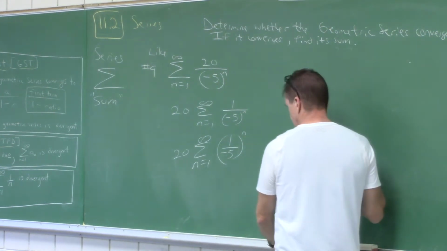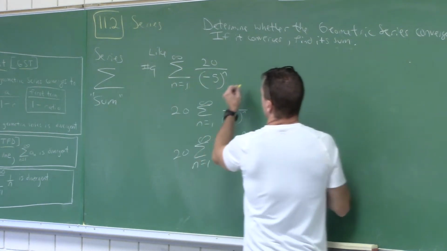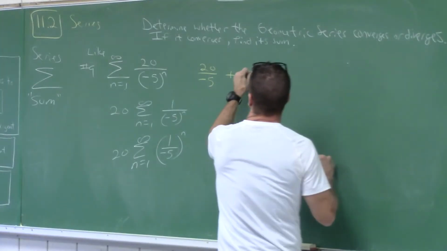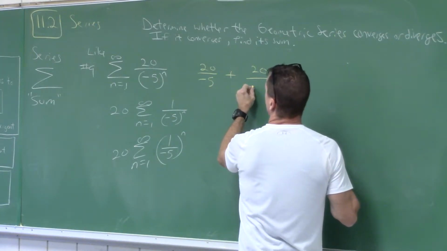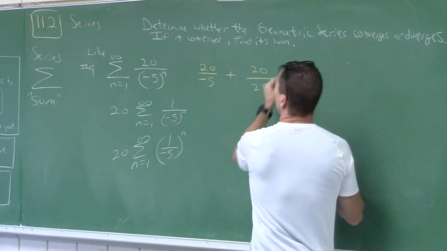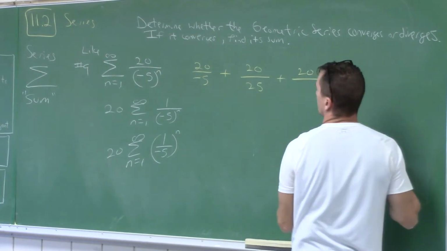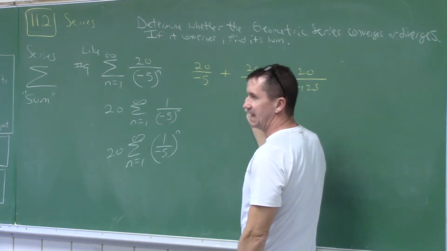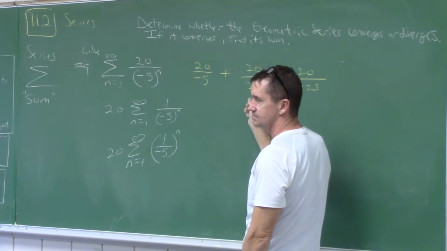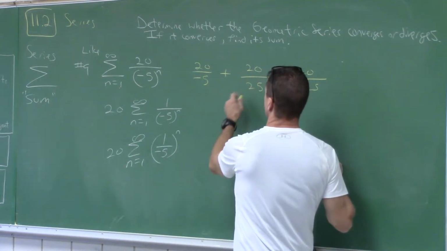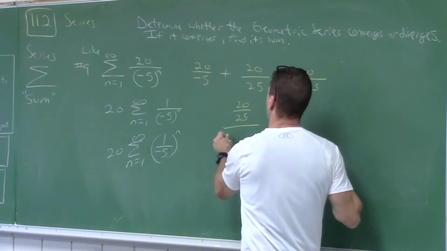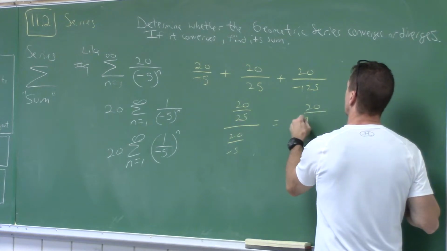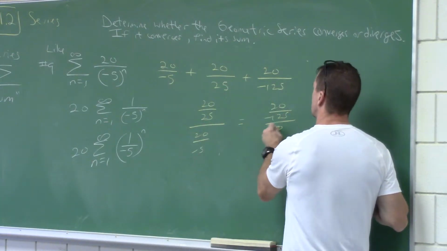Now you want to check it out? Let's make sure. What are some of the terms? You plug in a 1, what do you get? I'm just exploring it now. We'll plug in a 2, what do you get? What's -5 squared? 25. Alright, plug in a 3. -125. What's this divided by this? They will be the same ratios. Common ratio between terms: 20 over 25 divided by 20 is the same as the 20 over -125 divided by that 20 over 25.